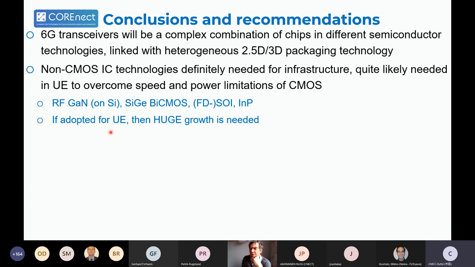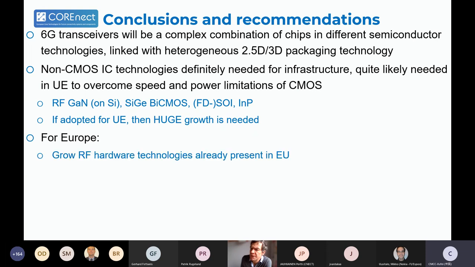Now, those non-CMOS technologies, today the processing capability worldwide, the number of fabs, how many chips can be produced per day in those technologies? Well, this capacity today is relatively low, several orders of magnitude lower than for CMOS. But for 6G, where we expect huge quantities, if we would think of adopting those non-CMOS semiconductor technologies for user equipment, then a huge growth will be needed for those non-CMOS technologies.